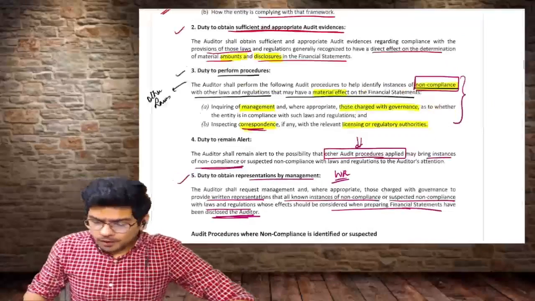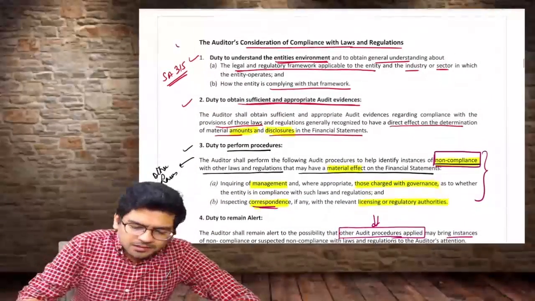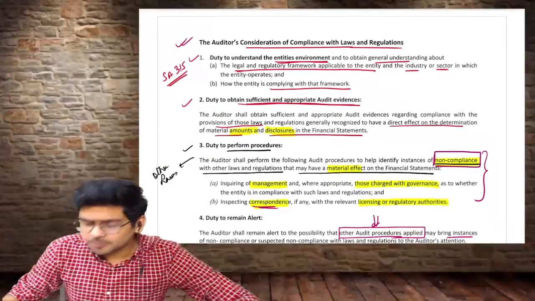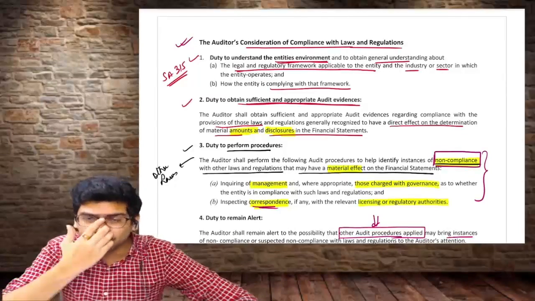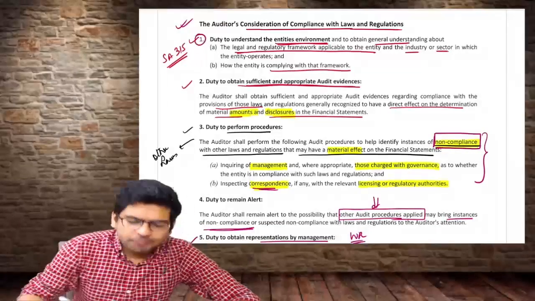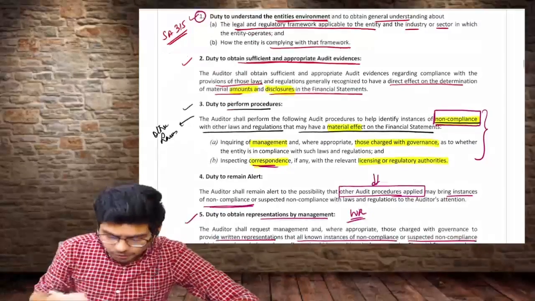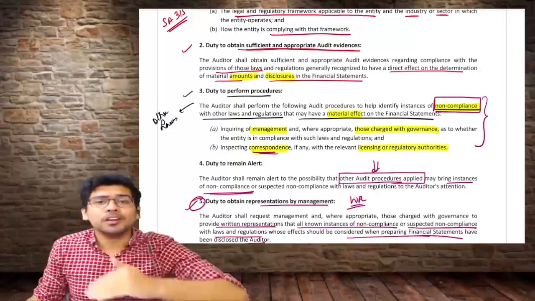Now again, I hope this is clear to you. This can be asked in the exam: what are the audit procedures with respect to the consideration of laws and regulations while auditing the financial statements? So first point, and in fact, if I go by sequence practically, the point which should come after point number 1 is point number 5.